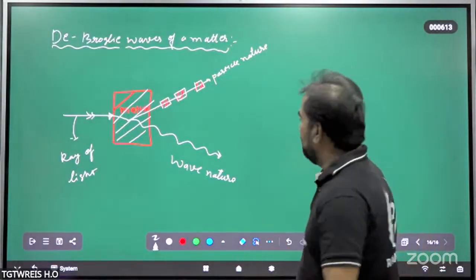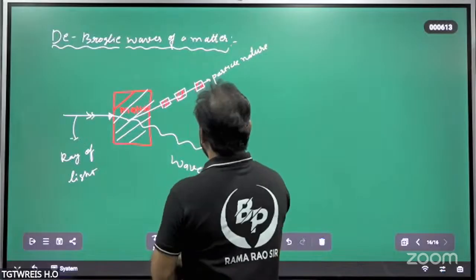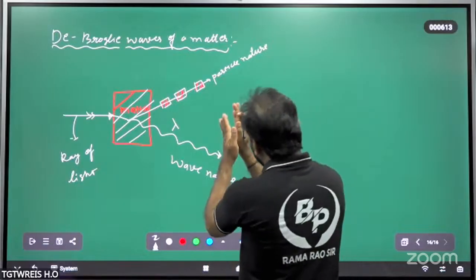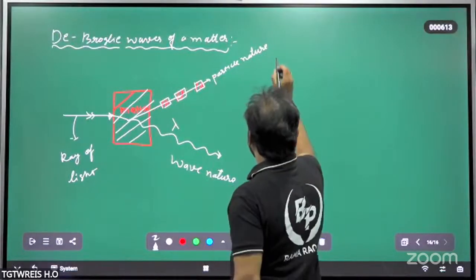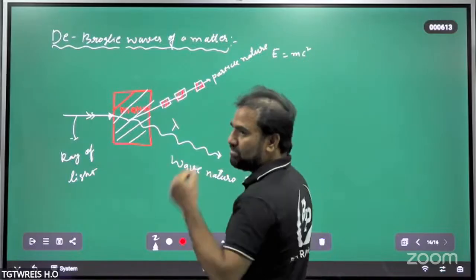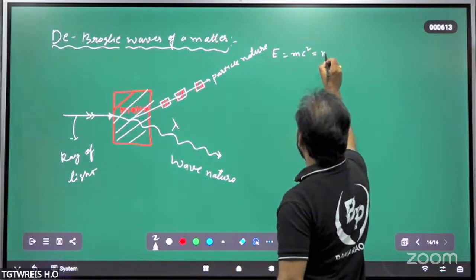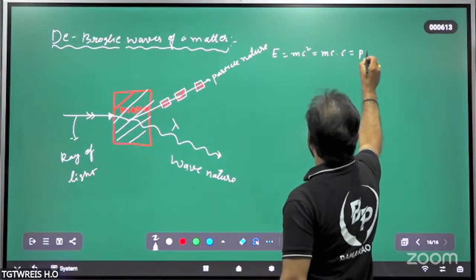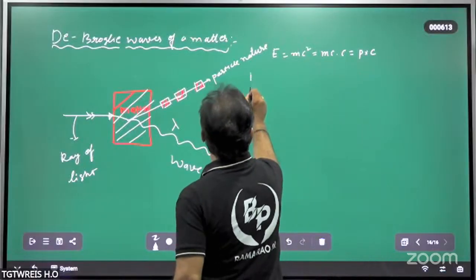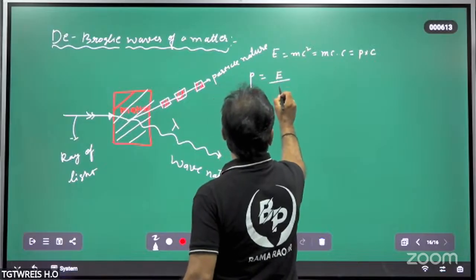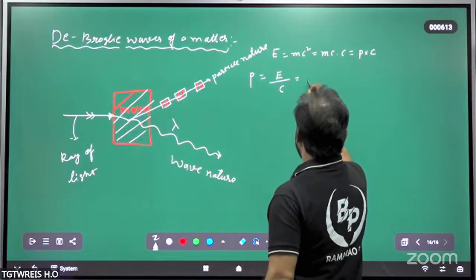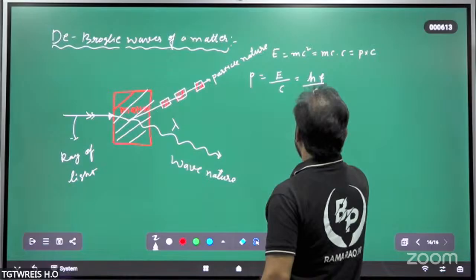So according to Einstein's energy equivalence equation, the light has some wavelength lambda. The photon has some amount of energy. The energy of the photon is given by E is equal to mc square, that is mc into c, that is p into c. So p is equal to E upon c. But E is equal to h nu, or hf, upon c.